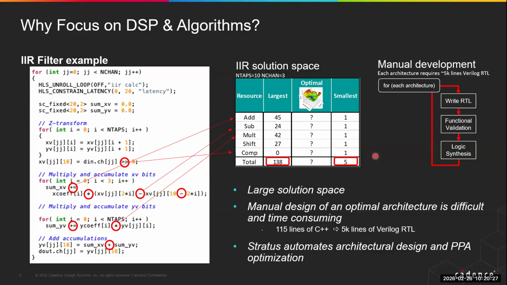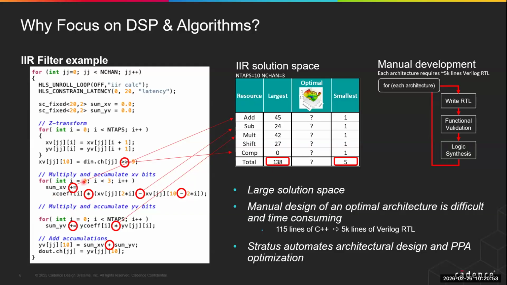Okay, why is that important? Why has HLS been widely adopted for DSP and algorithmic designs? Let me try to answer that question with this slide. This shows an IIR filter example. This is just some code that was lifted off the internet, right? But if you look at this code, and you start asking where the arithmetic operators are, I've highlighted those with the red circles, right?